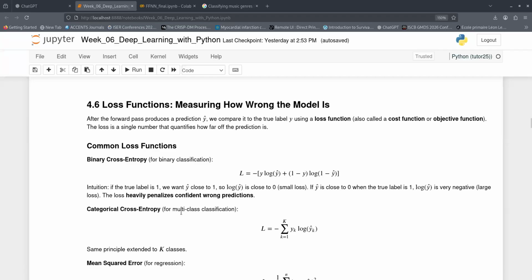You can also use the categorical cross entropy. This is for multi-class classification. So you have a classification where you say, okay, this is a cat, a dog, maybe a rabbit. You don't have only two classes, you don't have the binary case, but you have more than two classes. You are going to use the categorical cross entropy. This is its formula.